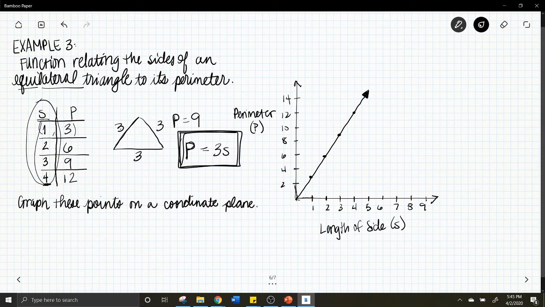So this graph represents the function p equals 3s, which means the perimeter of a triangle in relation to the lengths of the sides of an equilateral triangle. So great job. Hopefully this section made sense. You're looking at the relationships in those tables. We're using those relationships to create graphs.